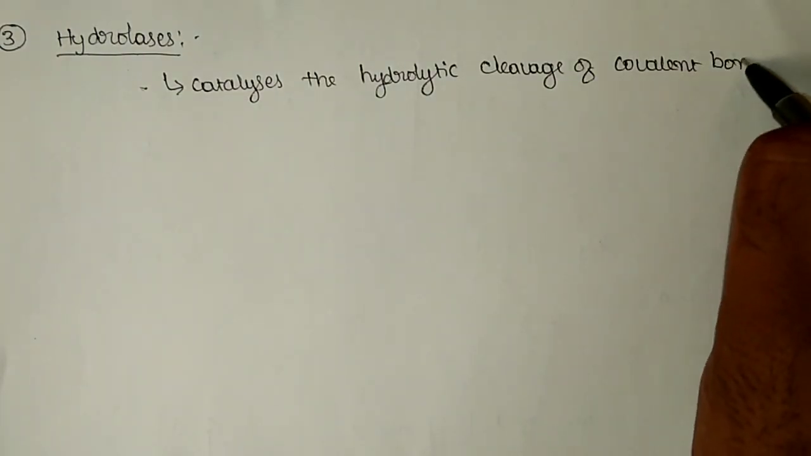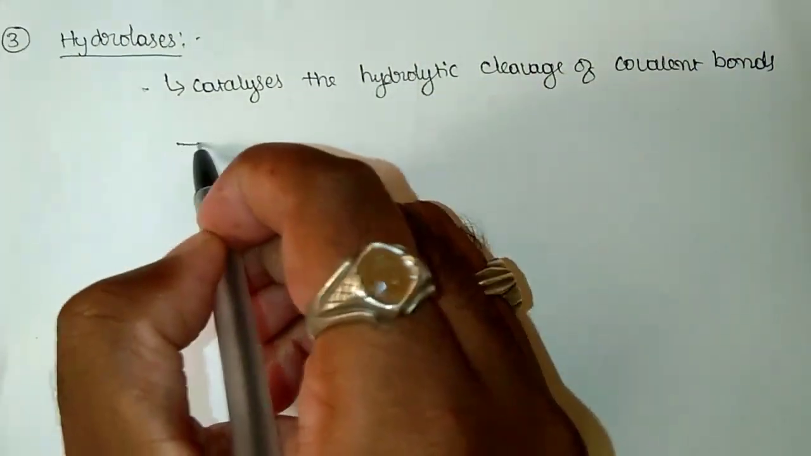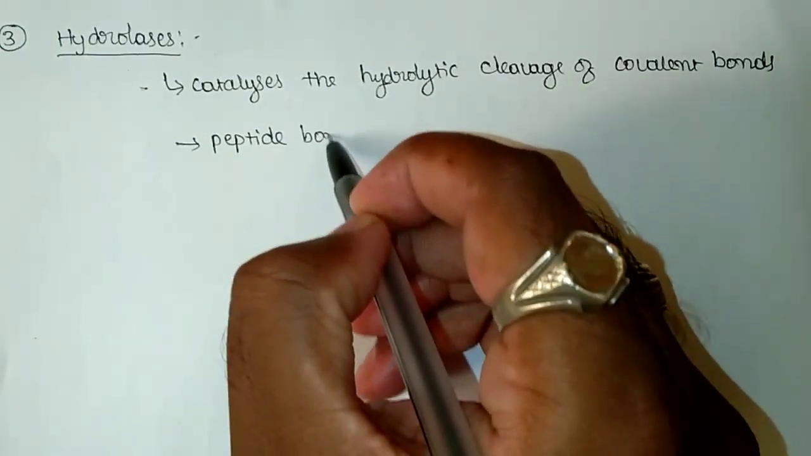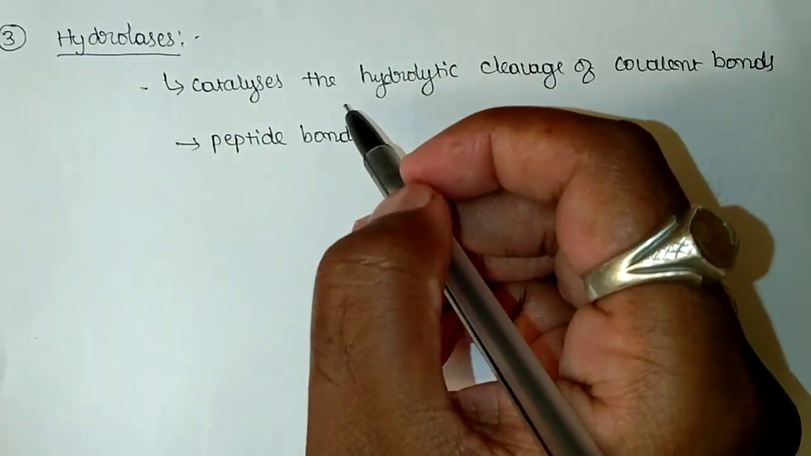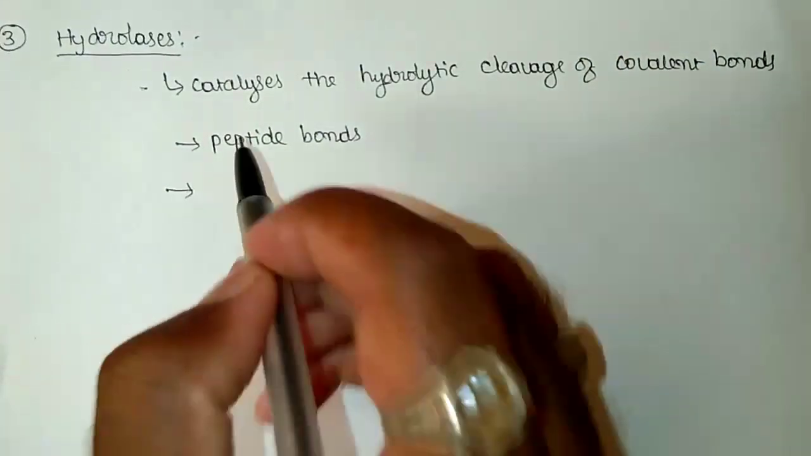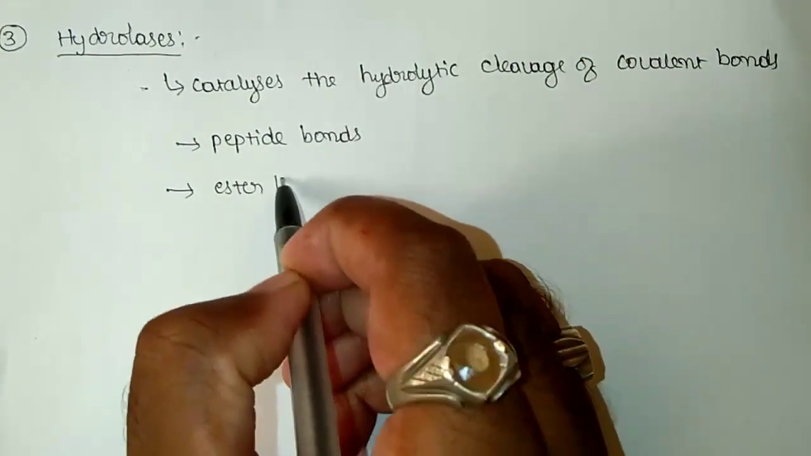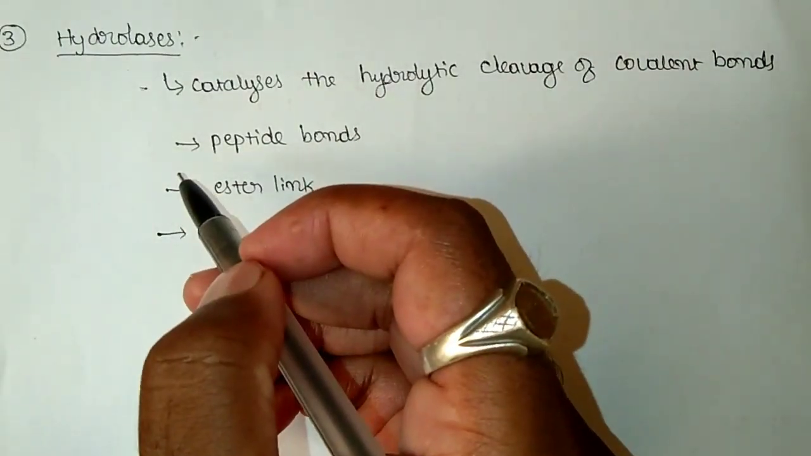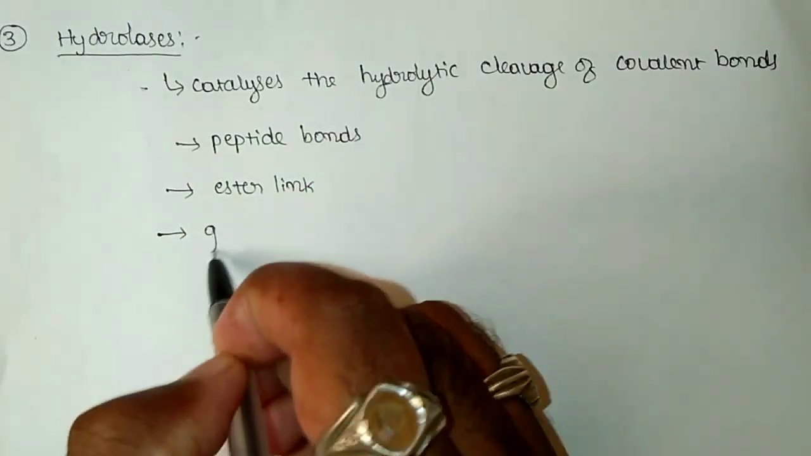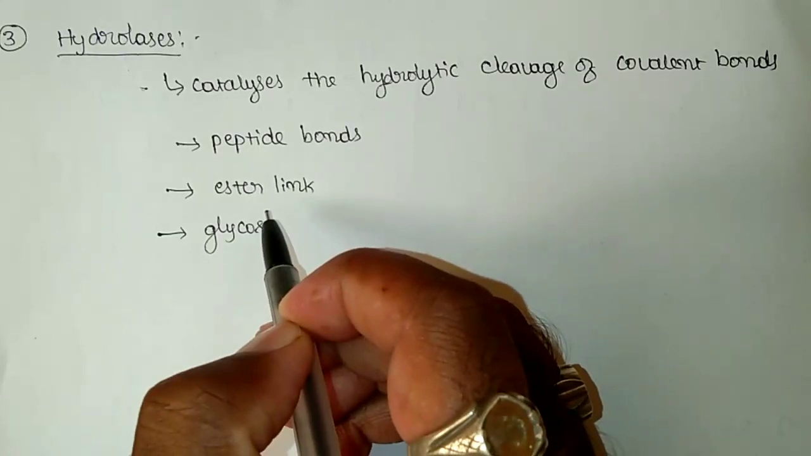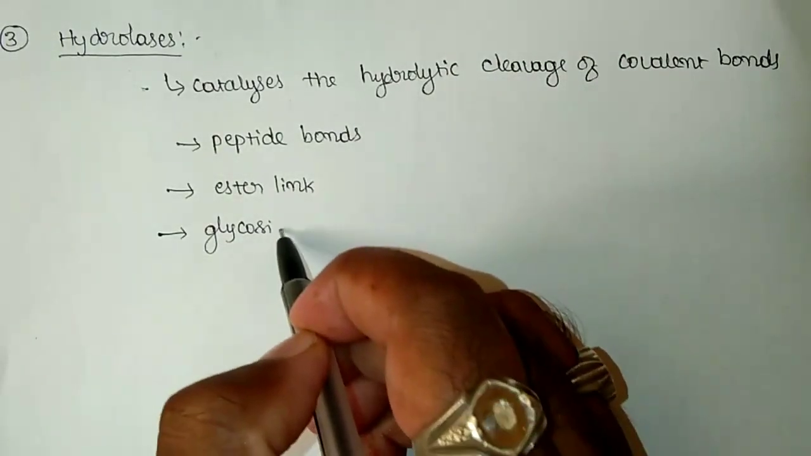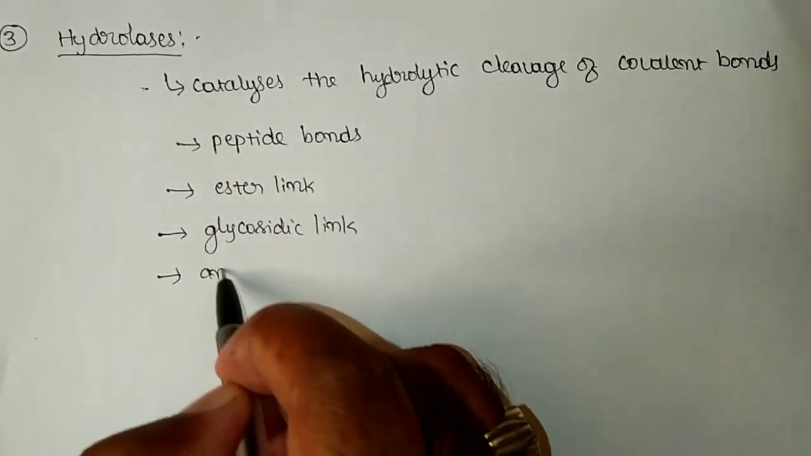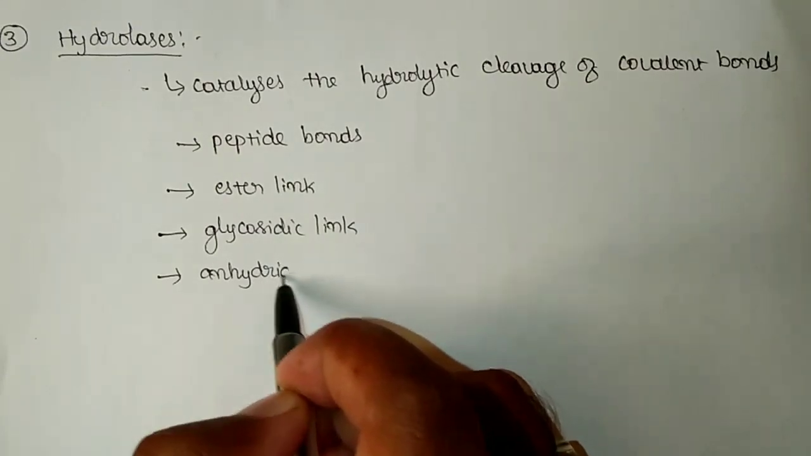And which are those covalent bonds, that also we need to understand. Those covalent bonds may be peptide bonds, that is amide linkages present in peptides, or an ester link, which is present in esters or triglycerides, or the covalent bond may be a glycosidic bond, which is present in oligosaccharides and polysaccharides, or it can be an anhydride bond.